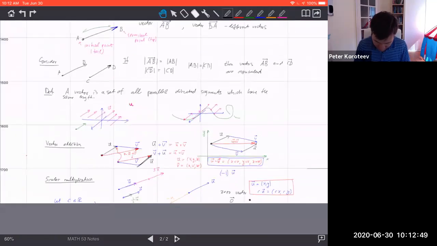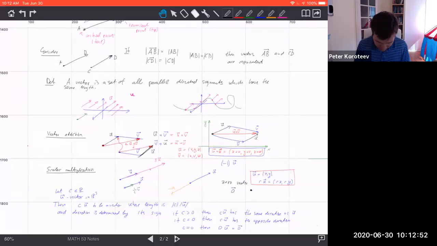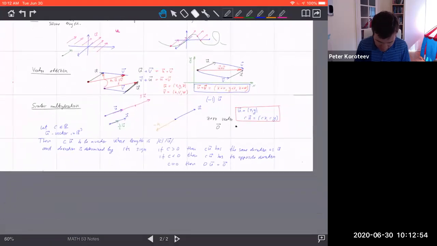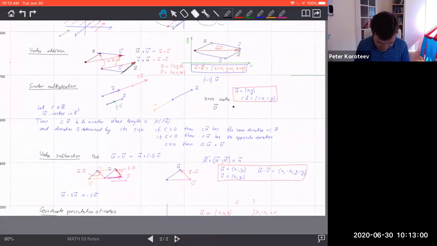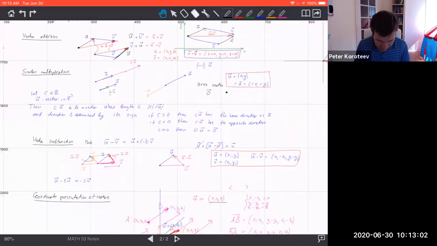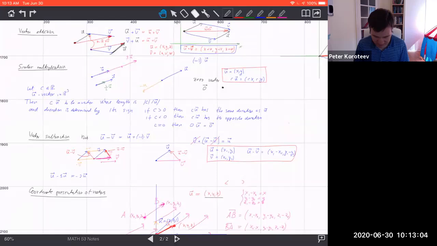We talked about vector addition, multiplication of a vector by a scalar, and vector subtraction. And we described all these three operations in terms of coordinates of vectors. To do vector addition or subtraction, you simply add or subtract the respective coordinates of each vector, and to multiply by a scalar, you multiply every coordinate by that scalar.